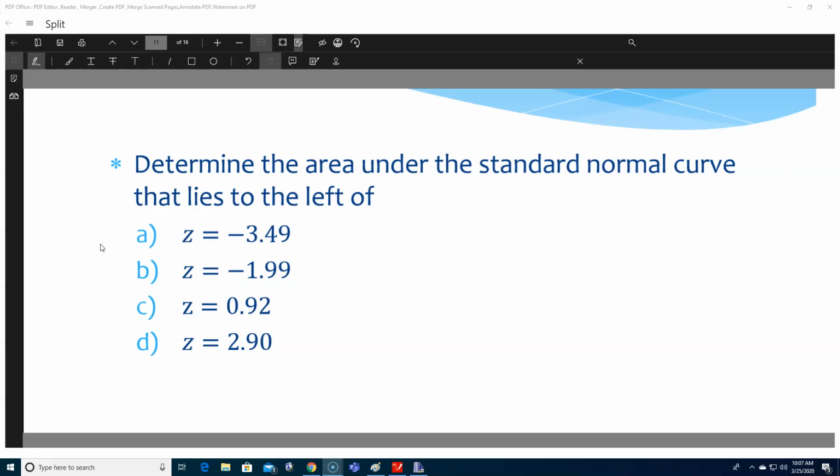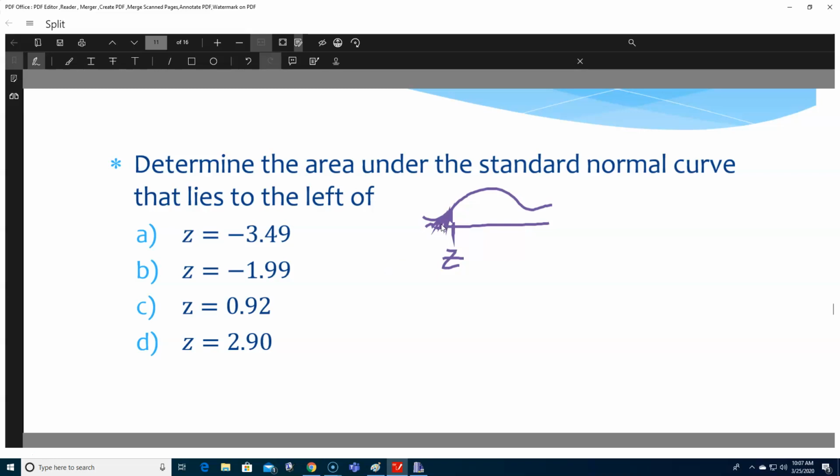Determine the area under the standard normal curve that lies to the left of the following z-scores. So we have a normal curve. They give us a z-score, which is a positioning, so they give us some number here, right? Some z-score, and then we need to know the probability or the area associated to the left of that number.